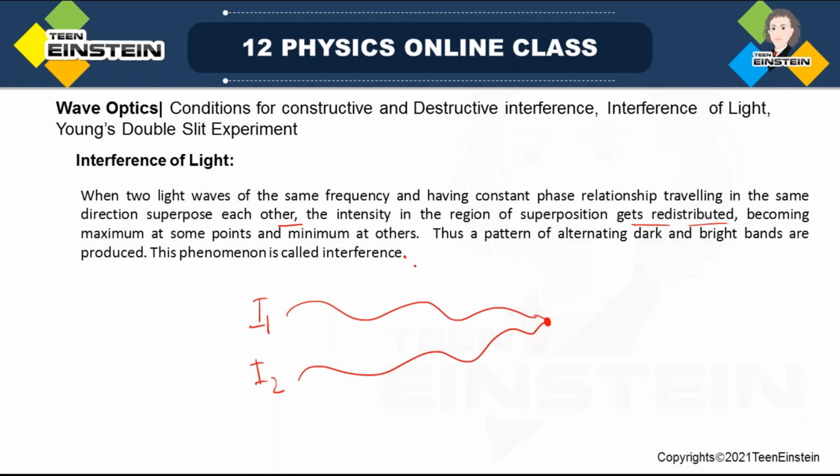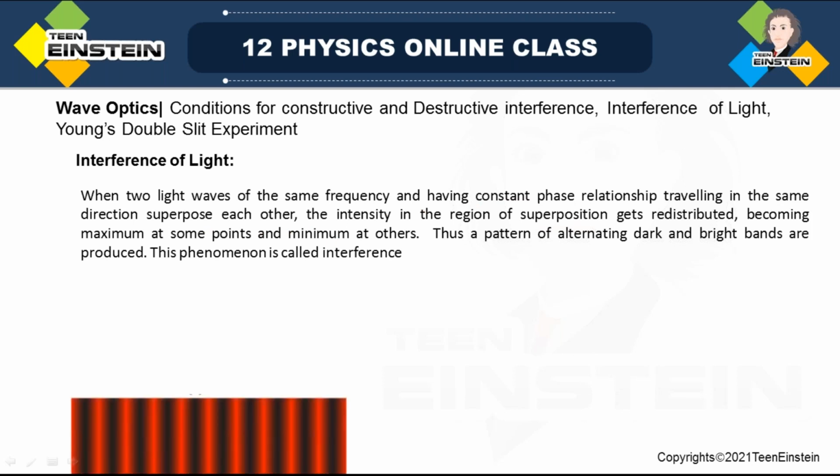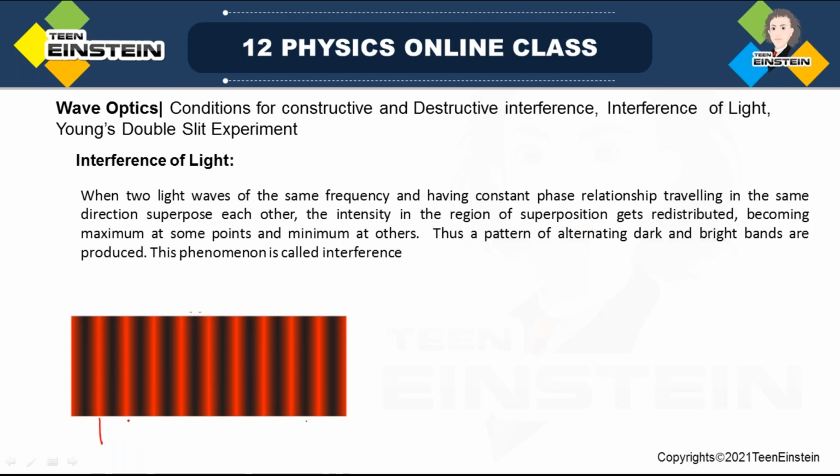So in case of light, realizing the interference is very, very easy, because you know what you look for when two waves having the same frequency and constant phase relationship superpose each other. Some places it will create a bright band like this. These are the bright bands where constructive interference is happening. The maximum intensity you will be able to find out here.